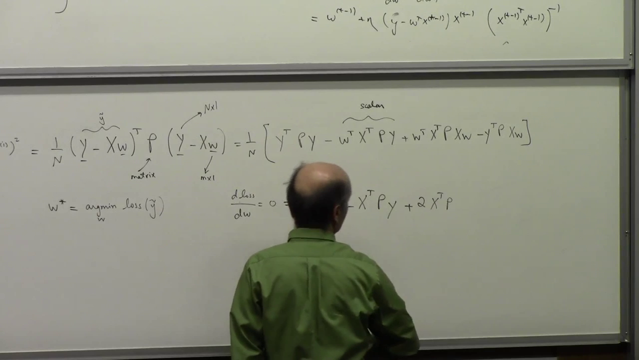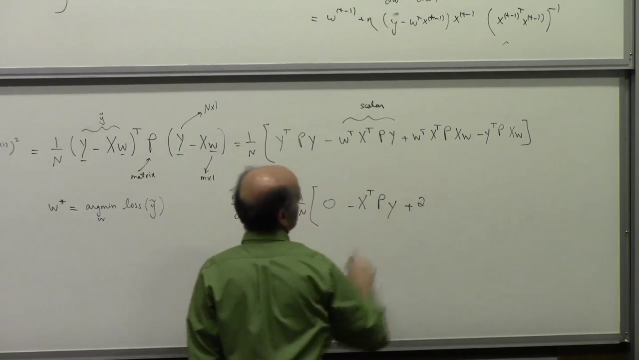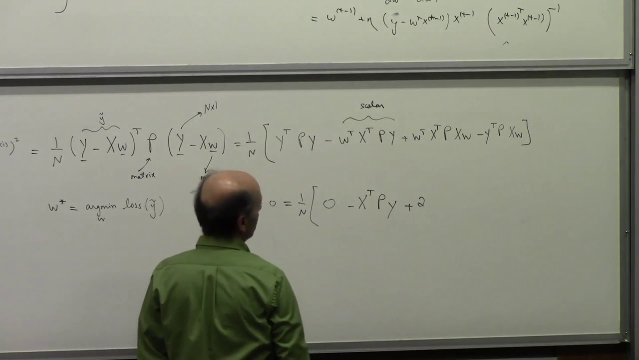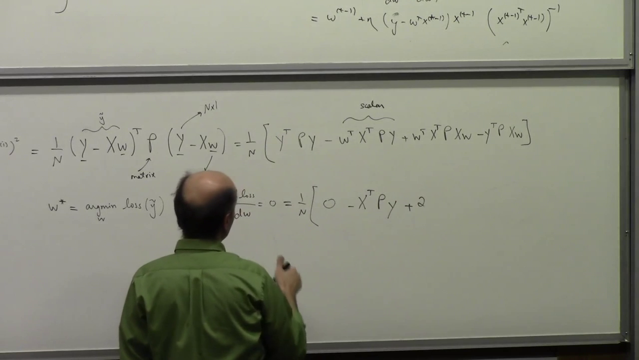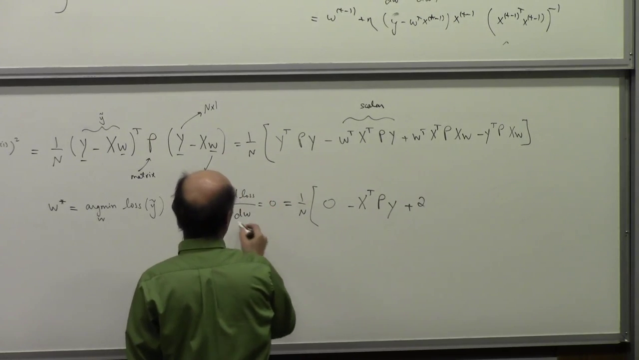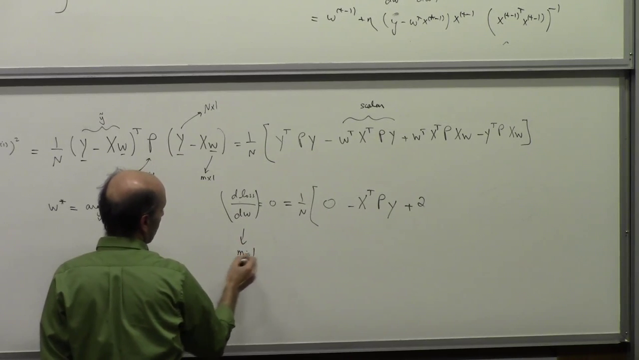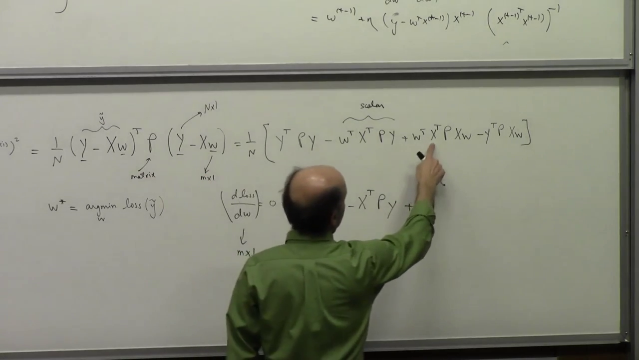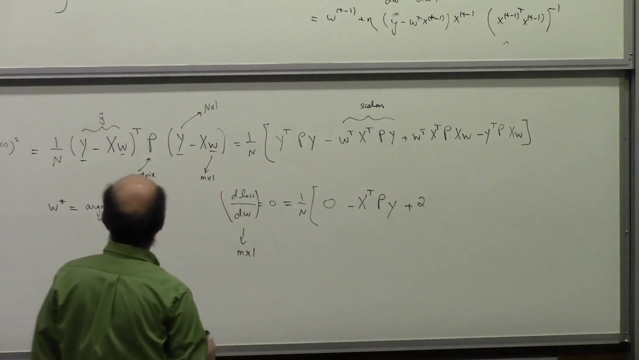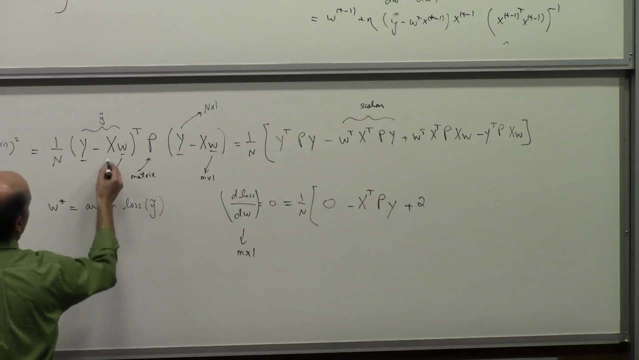Let's see. How do I find the derivative of this guy? This is a quadratic function in terms of W. I want to find its derivative with respect to W, and I have to end up with this quantity, which is an m by 1 quantity. And to get an m by 1 quantity, let's see, what is this? What is the shape of x? X is m by 1.